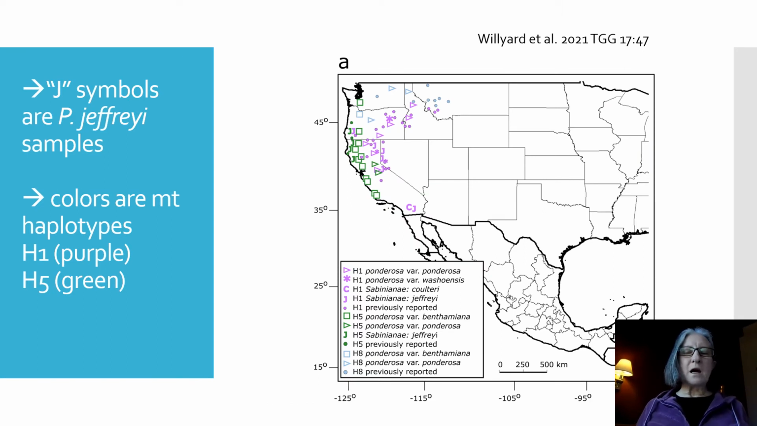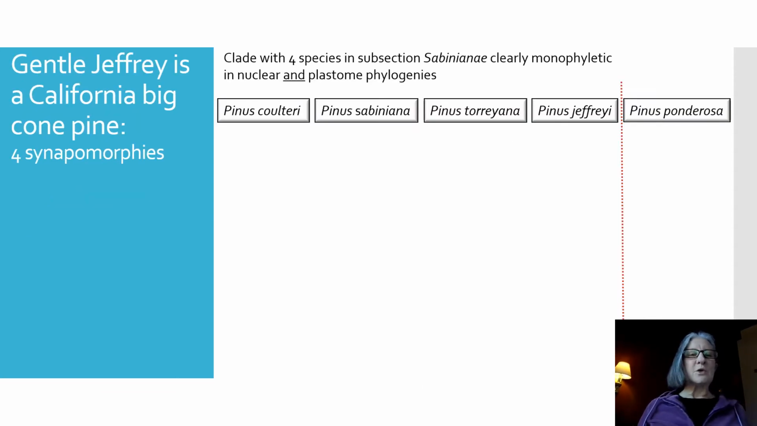So mitochondrial mixing in Jeffrey pine is amazing. So the J samples here are all 28 Jeffrey samples. The colors are the mitochondrial haplotypes. The H1 is in purple, the H5 is in green. So notice that the Jeffrey pine samples all are carrying a mitochondrial haplotype of either the nearby H1s or H5s. So I want to tell you how clearly distinct Jeffrey is a California big cone pine.